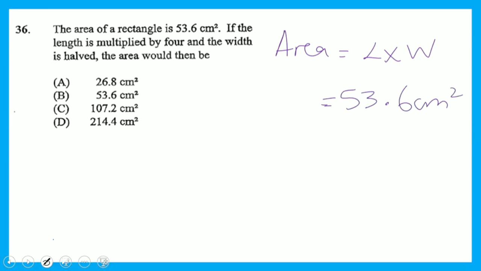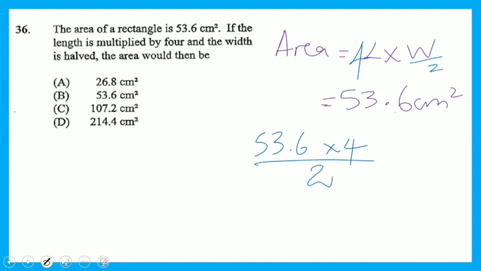And then it says, if we multiply the length by 4, so you immediately start to think of multiplying this answer here, 53.6, by 4 as well. Because if the length is multiplied by 4, your answer overall is affected in the same way, because this is multiplication. And the width is halved. That means you're dividing the width by 2. So your answer is also halved.